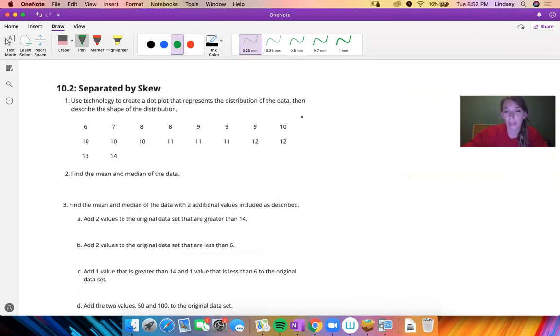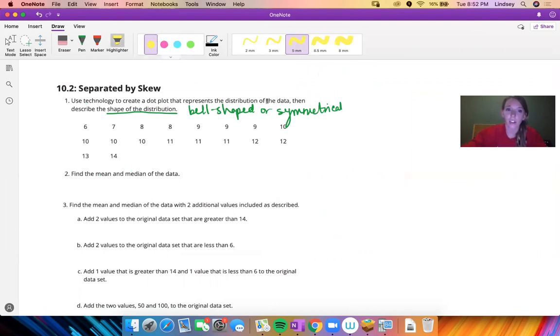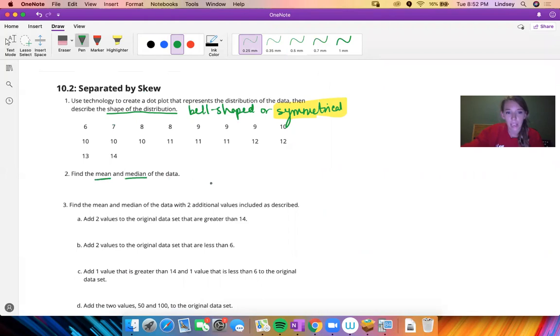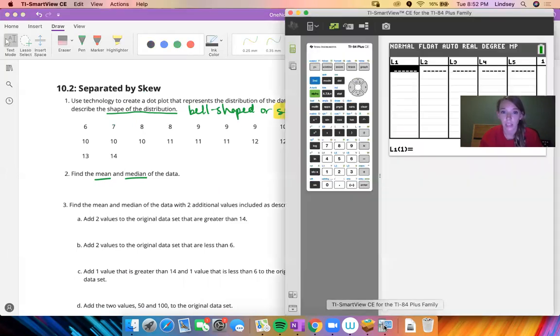If you described that shape of distribution as bell-shaped or symmetric, then you are correct. But like I said earlier, we're really going to stick with symmetric, which is what we're going to be using a lot to describe it. Then it wants us to find the mean and the median. Well, we know how to do that in our calculators by finding the 5-number summary. So I'm just going to pull that up.